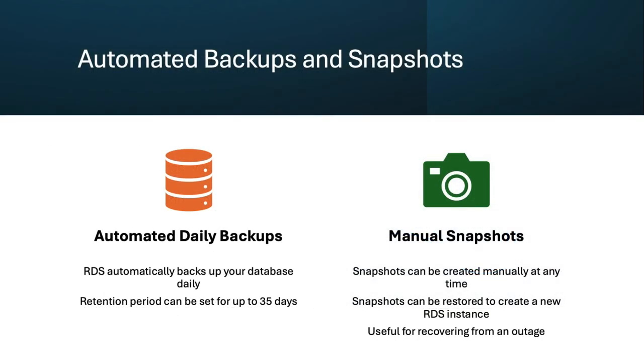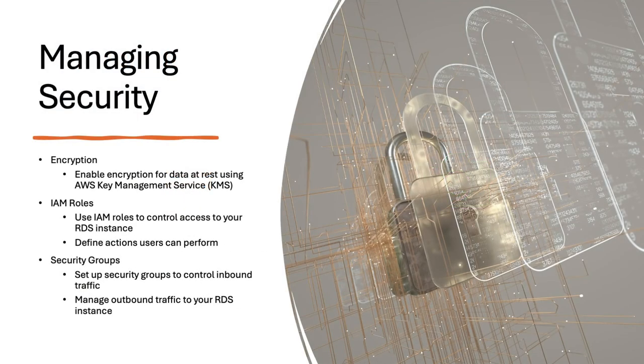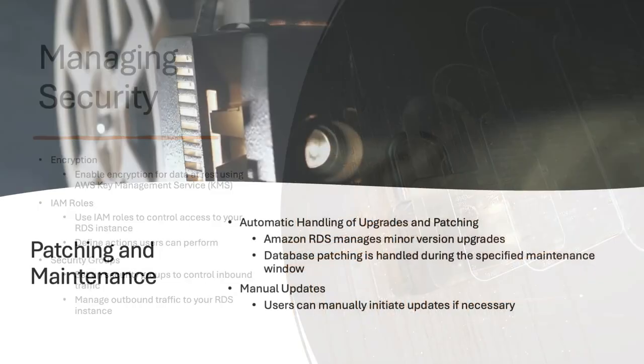RDS provides automated daily backups with a retention period of up to 35 days. You can also manually create snapshots anytime, which can be restored to create a new RDS instance or recover from an outage. Amazon RDS offers several security features including encryption for data at rest, IAM roles for access control, and security groups to manage traffic.